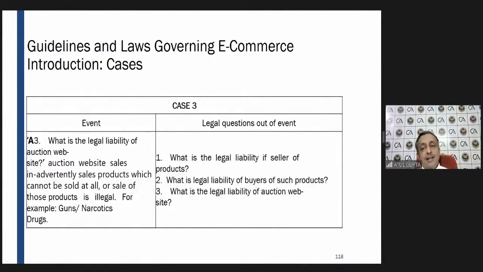A website selling illegal products. So who is responsible? What is the legal liability of the seller of the product? What is the legal liability of the buyer of such products? What is the legal liability of the auction website? So this again becomes a question to answer.